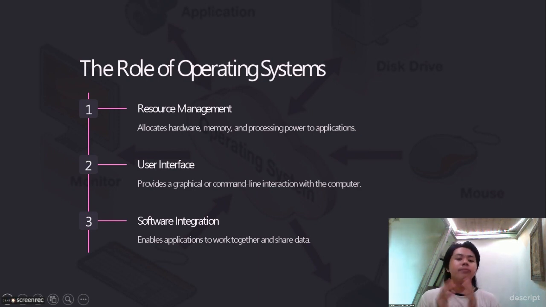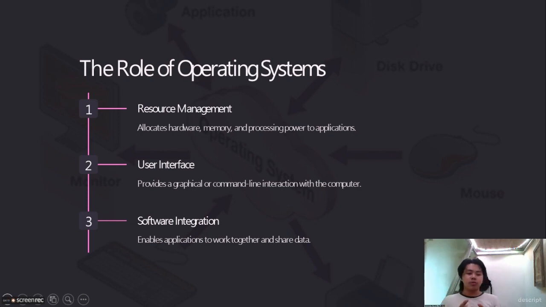Memory: the operation system manages memory to ensure each application has enough space to run, including allocation, deallocation, and accessing the memory. Processing power to applications: the operation system determines the execution order of applications for the CPU, using algorithms to improve overall system performance.